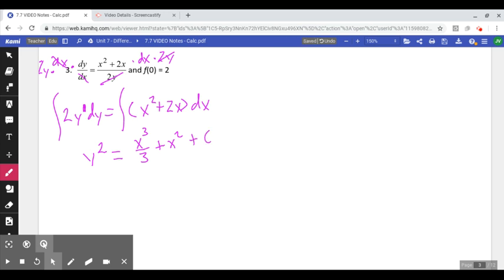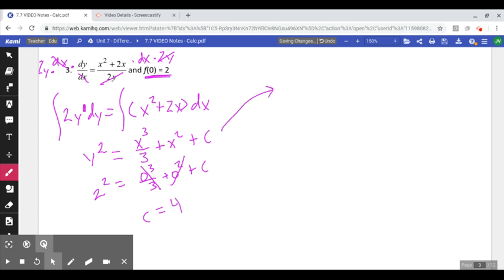I like to go ahead and solve for c at this point. So we're given our initial condition here, f at 0 is equal to 2. So I'll write 2 squared is equal to 0 to the third over 3 plus 0 squared plus c. 0 to the third divided by 3 is 0. 0 squared is also 0. So we find c to be 2 squared, which is 4.